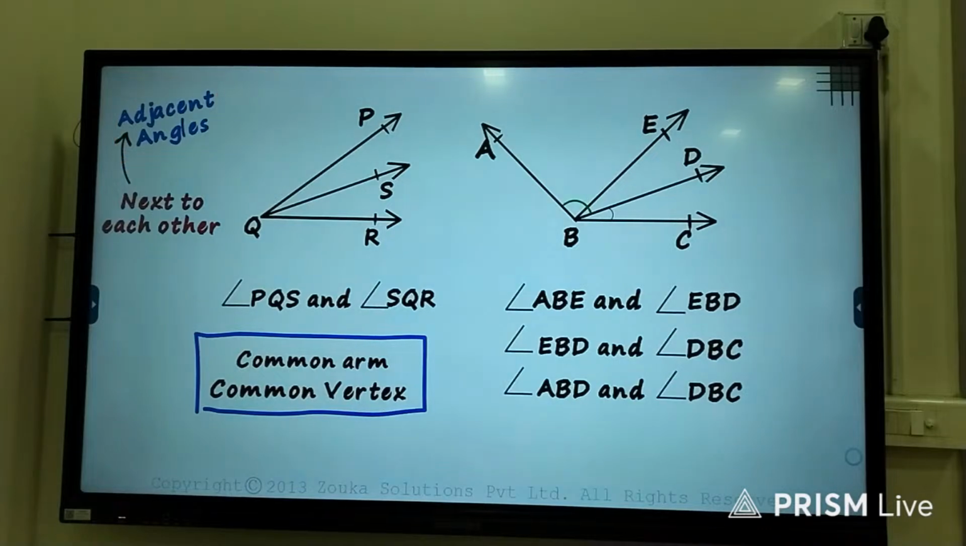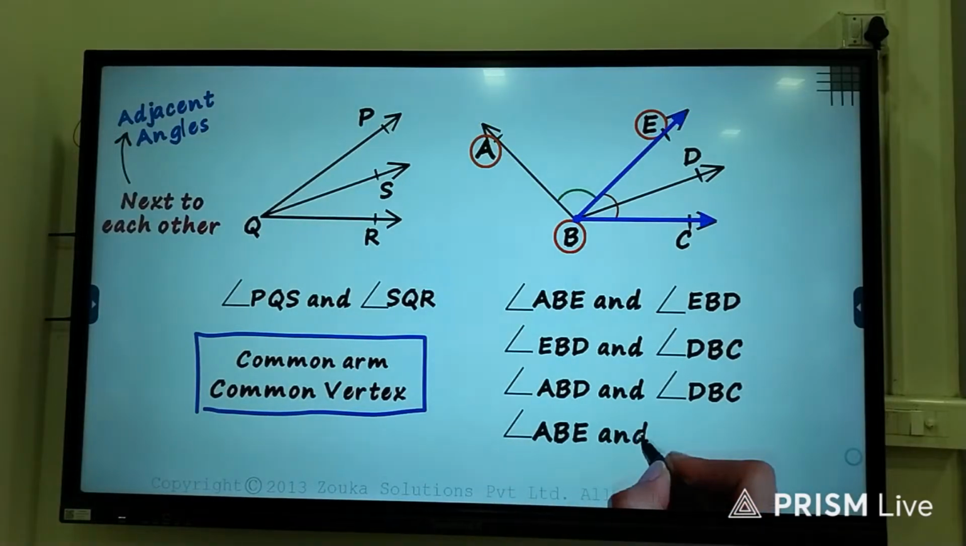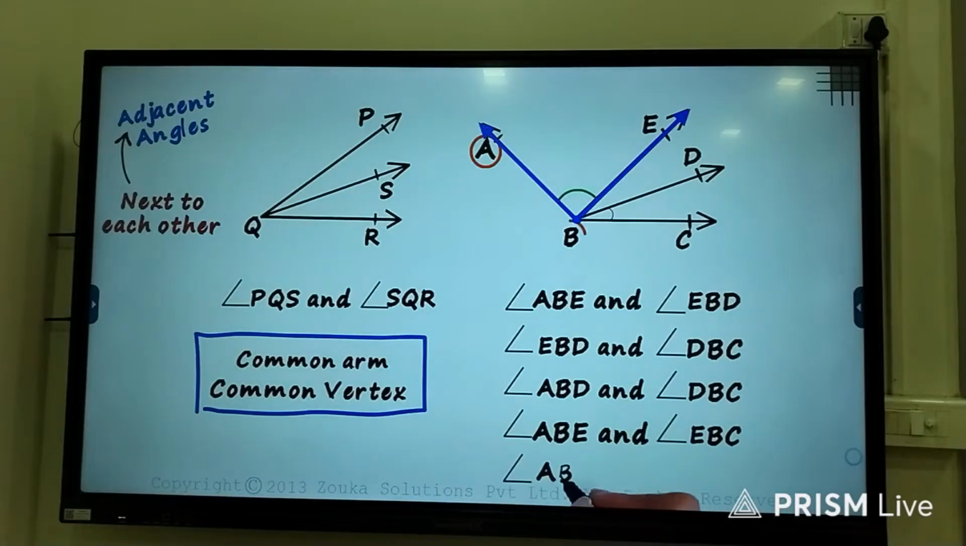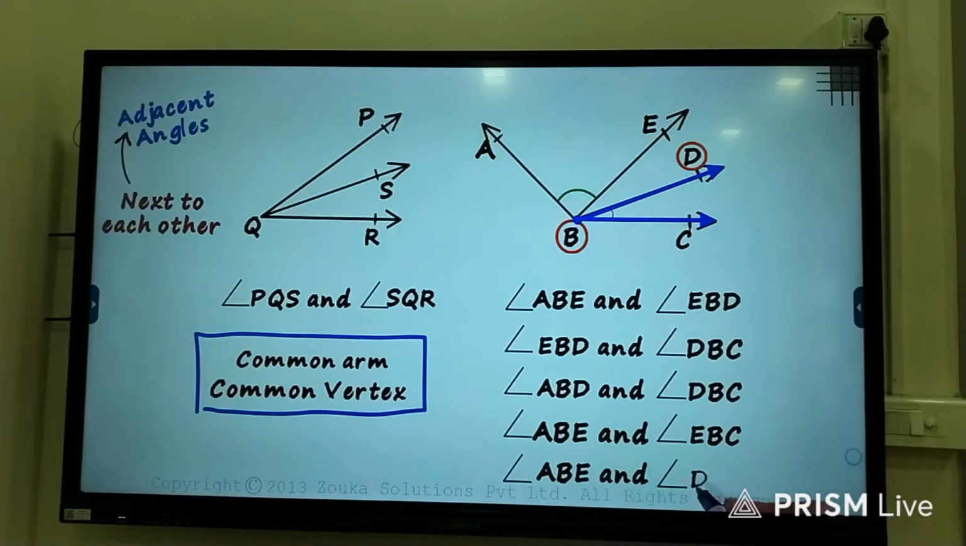Are there any other adjacent pairs left? Now look at this red angle and this green angle. Yes, they're adjacent pairs too. They have a common arm BE and a common vertex B. So angle ABE and angle EBC are adjacent angles. What about the same green angle and this tiny red angle? We're talking about angle ABE and angle DBC. They are not adjacent angles.